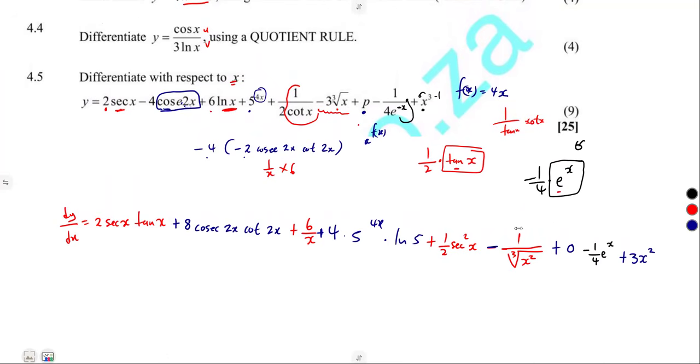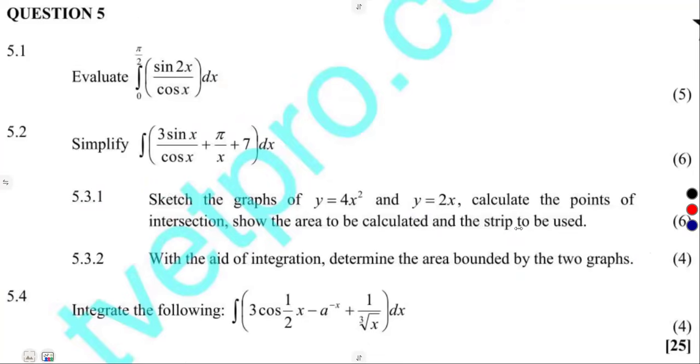This is what you're simply going to have. All right, let's consider 5.1, where you're given: evaluate. That's our integration. So take note, sine 2x, remember that's equivalent to 2 sine x cos x from our double angle identities.